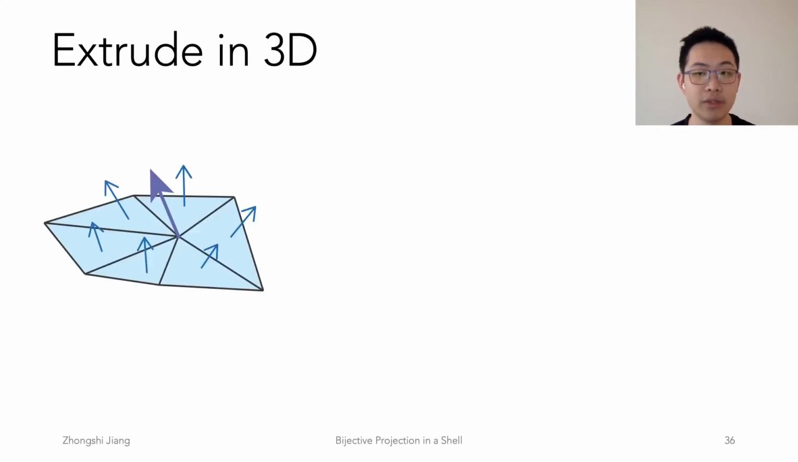During the stage of extrusion, since there are now more neighboring triangles to a vertex in 3D, we will consider more triangles. Again, we still ask the angle between the triangle normal and the direction to be acute. We also optimize to get a direction that maximizes the smallest one of these angles.